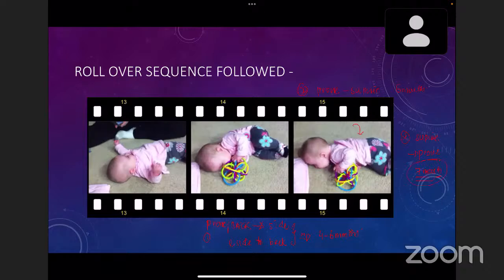So at 7 months, the child's rollover is completed. It will start with back to side and side to back at the age of 4 to 6 months. The second one will be prone to supine at 6 months, and finally the acquired rollover sequence will be supine to prone, which is at 7 months.